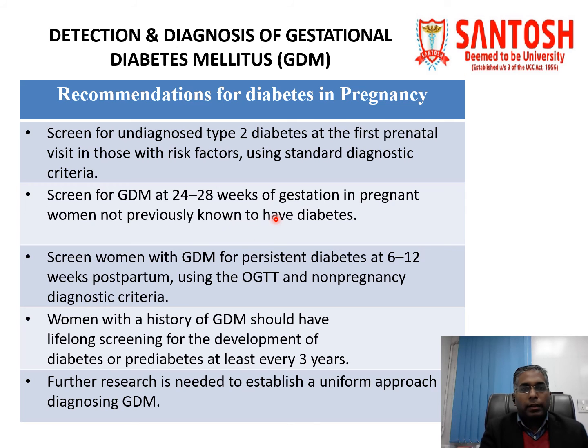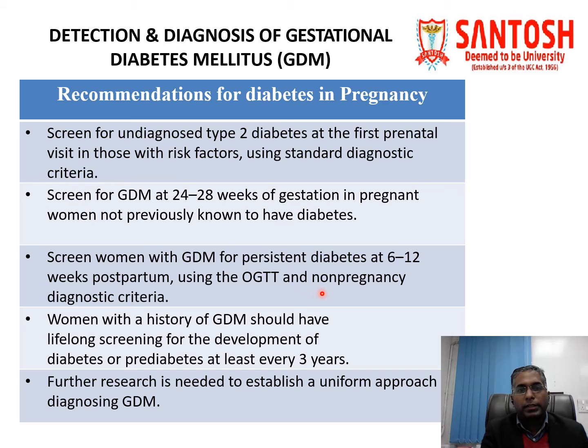Now, regarding the recommendation for diabetes in pregnancy, how we are going to assess or make a diagnosis of gestational diabetes in pregnancy. We have to screen for undiagnosed type 2 diabetes mellitus at the first prenatal visit in those with risk factors using standard diagnostic criteria, as we have discussed. Screen for GDM at 24 to 28 weeks of gestation in pregnant women not previously known to have diabetes.